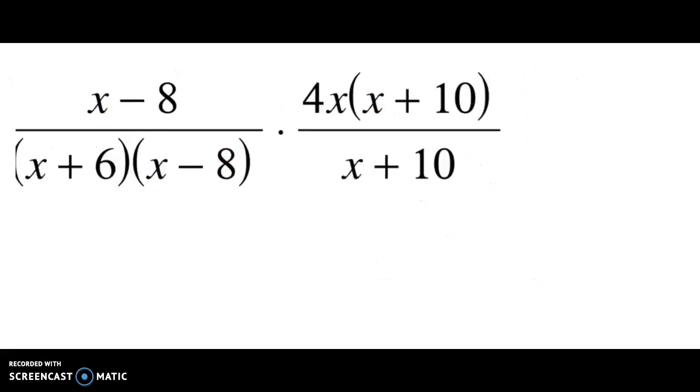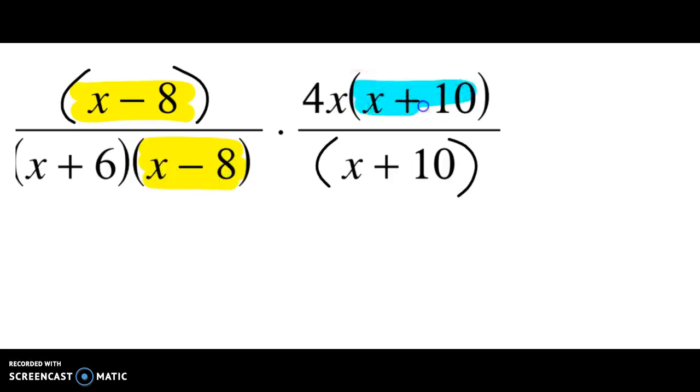All right, let's go on to this one. Same idea. I'm going to put parentheses around everything that has a plus or minus sign associated with it. And I'm going to highlight, maybe highlighting would be better than drawing over those. So look, an x minus 8 is in the numerator, and an x minus 8 is in the denominator. And I've got an x plus 10 in the numerator, and an x plus 10 in the denominator. So all of those are going to be canceled out and simplified.